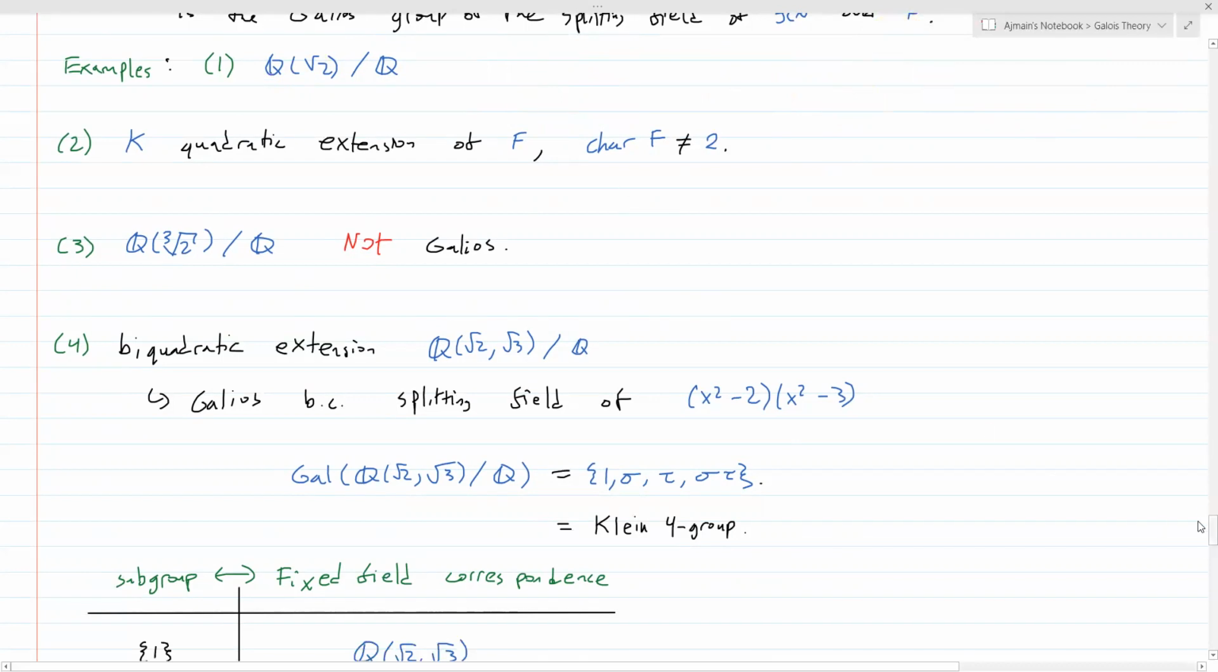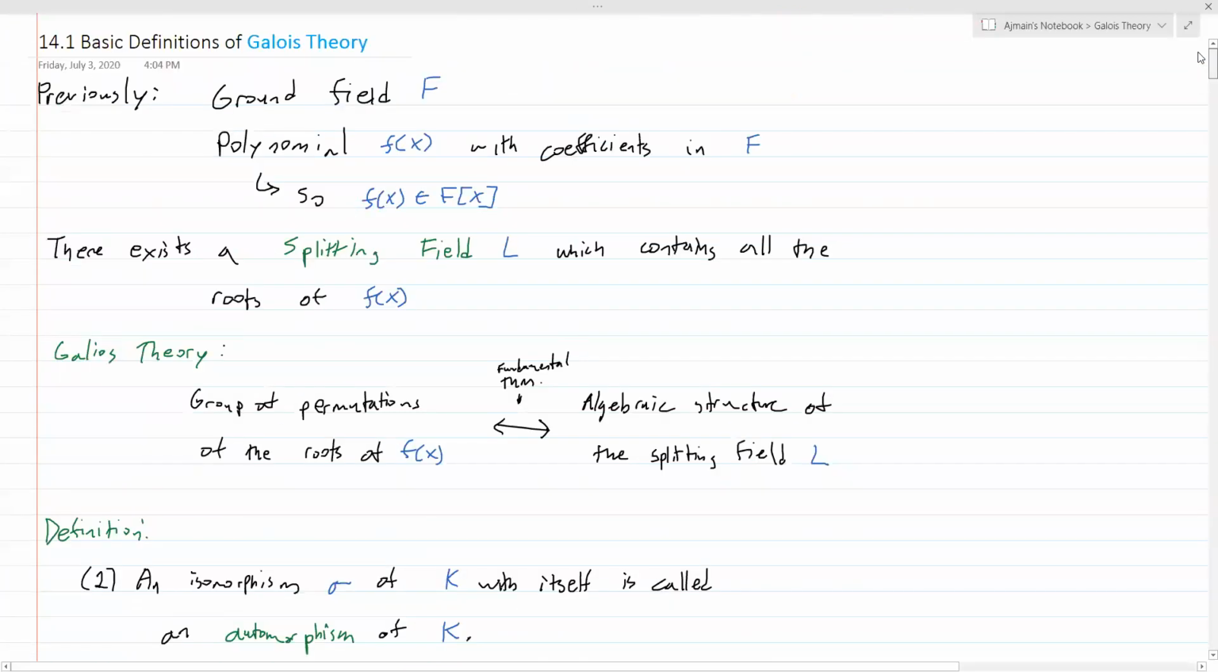So remember last time what I said, the goal of Galois theory is to relate the group of permutations of the roots of a polynomial to the algebraic structure of the splitting field. And you can see how we're doing that.